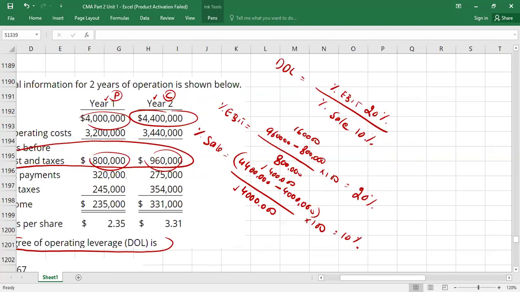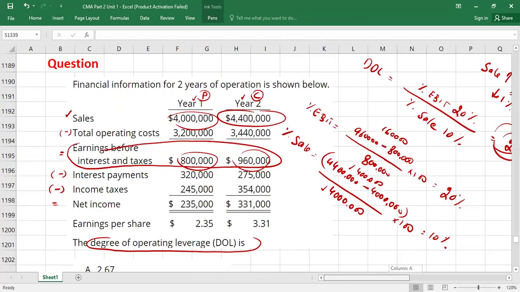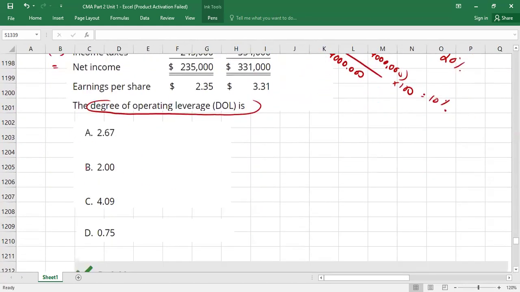Okay, so 20 divided by 10. So the answer is 2. So what does this 2 mean? Tell me, guys. If you remember, I told you, it means if your sales increase by even 1% only, your EBIT will increase by 2%. But if your sales decrease by 1%, your EBIT will decrease by 2%. So the answer is 2. Here the interpretation is not asked; it is asking to calculate the operating leverage. We got the answer as 2, which is the correct option B.